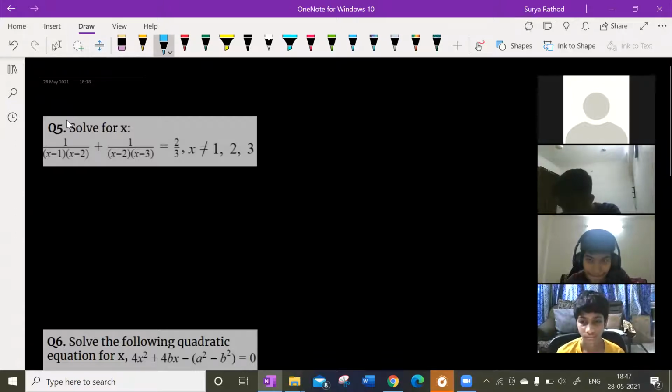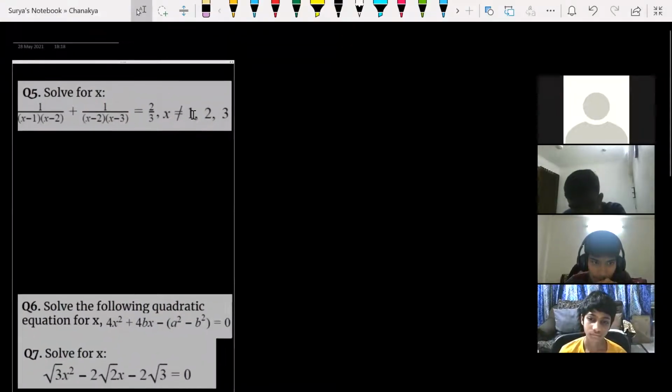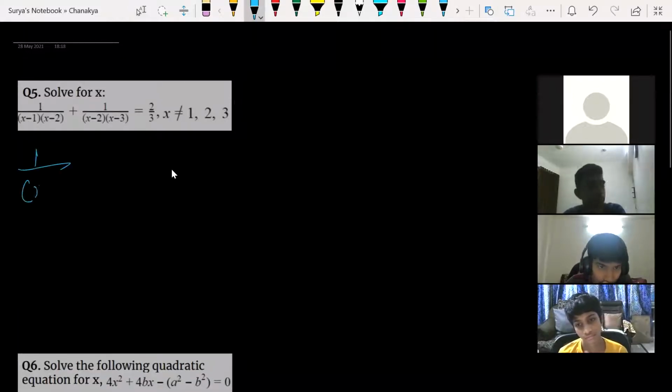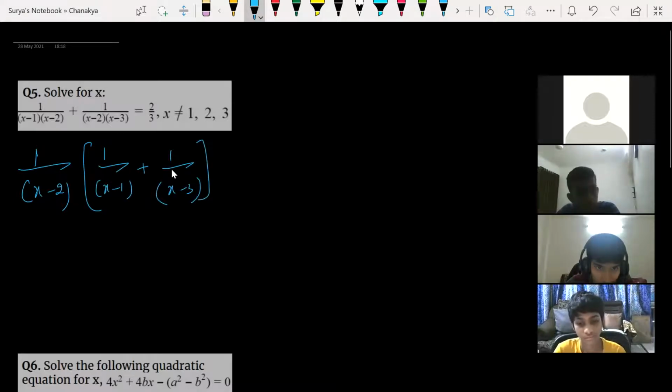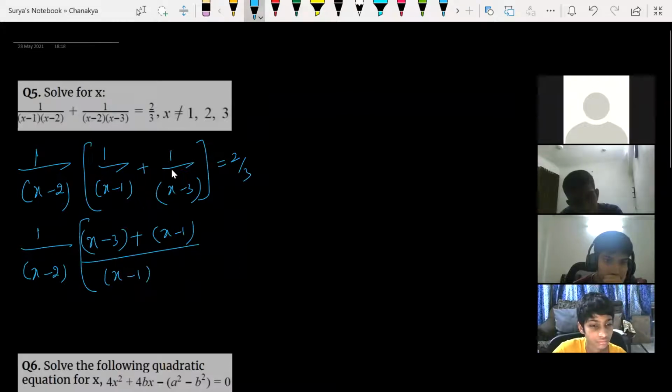Guys, here, can we use a smarter way? Can we take x minus 2 common? Look at this here. So 1 by x minus 2, shall I take common? So what do I remain with? 1 by x minus 1 plus 1 by x minus 3, right? Is equal to 2 by 3. Isn't it, guys? 1 by x minus 2, and here cross multiplication, x minus 3 plus x minus 1 divided by x minus 1 into x minus 3 is equal to 2 by 3. Yes or no, guys?